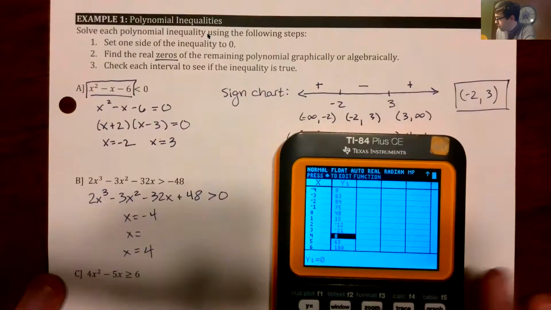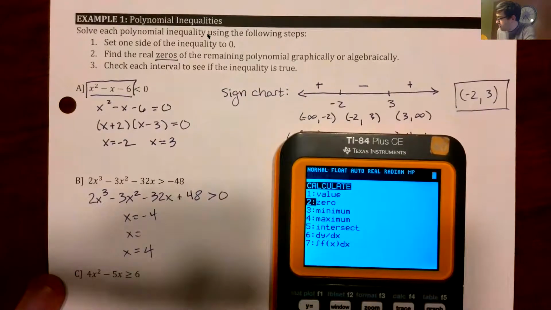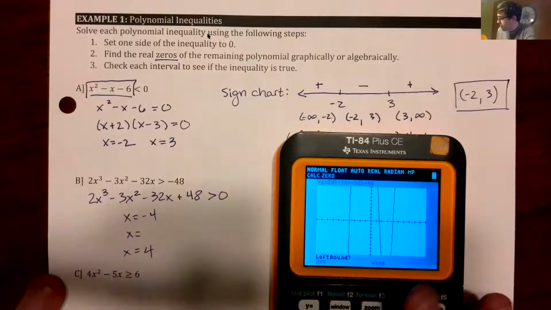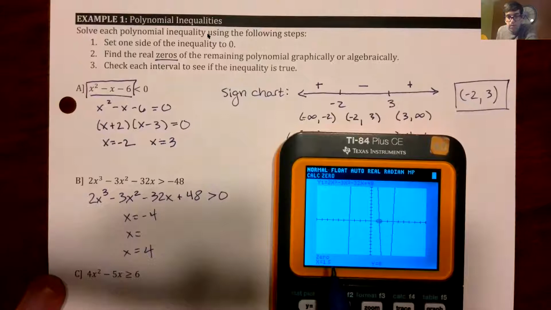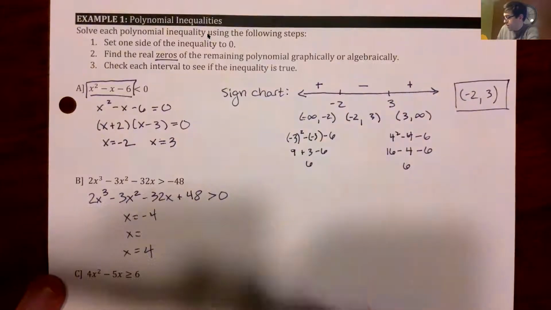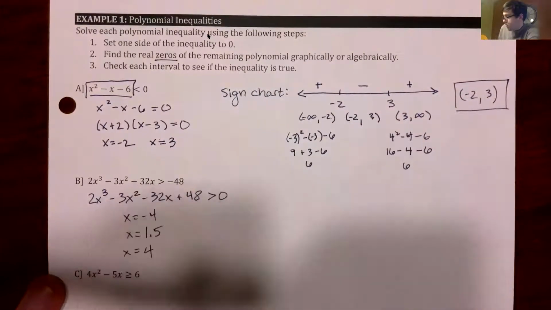So I'm going to go to calc to 0. I press second trace 0, and I'm going to go a little bit to the left and a little bit to the right of that missing x-intercept so we can figure out what it is. And look, it has an x value of 1.5. So there's our 3 zeros.